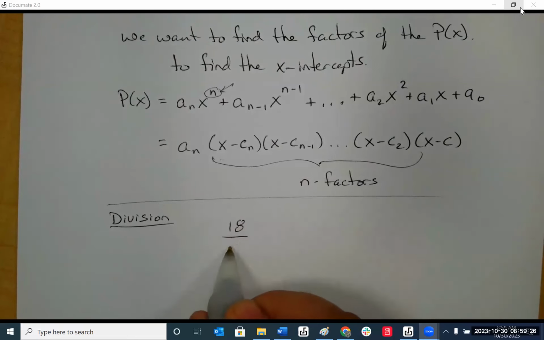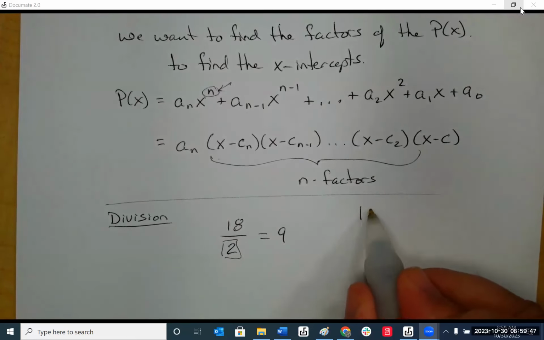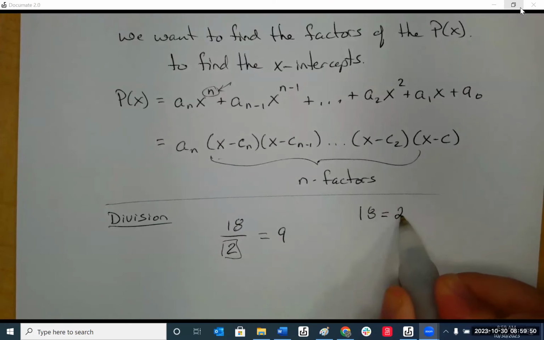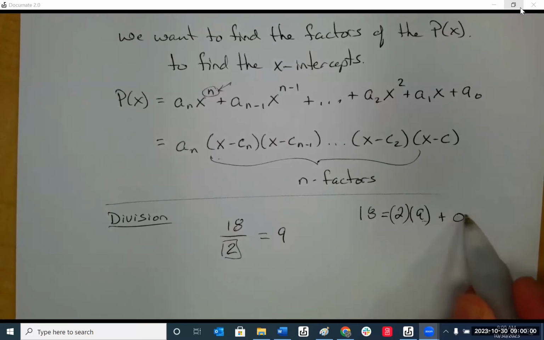18 divided by 2 is equal to what? 9. Because it gives us a real answer, no remainder, we know that 18 is made up of 2 times 9. These are the factors. Plus 0 as a remainder.